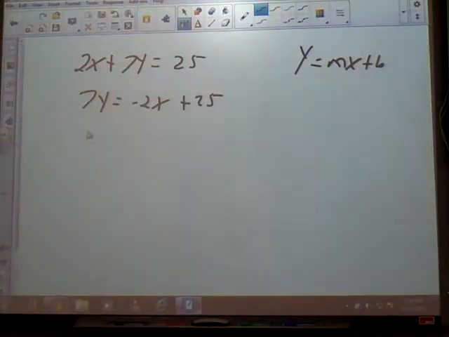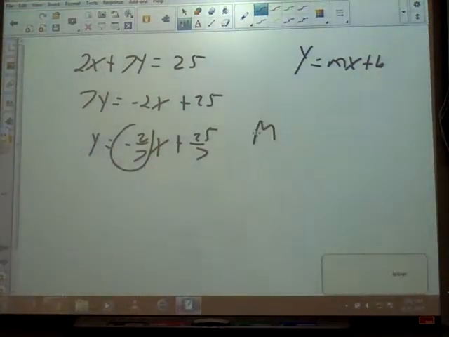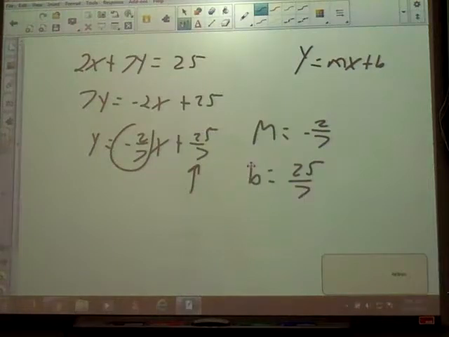So now I'm dividing by 7. Negative 2/7 x plus 25/7. So there's your m, and there's your b. Now, if I'm remembering right, it wrote your b as an ordered pair, so that'd be (0, 25/7).